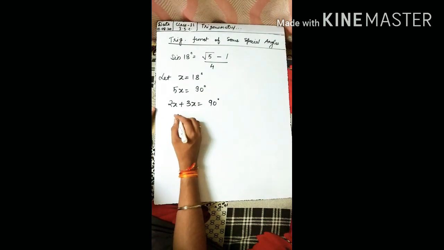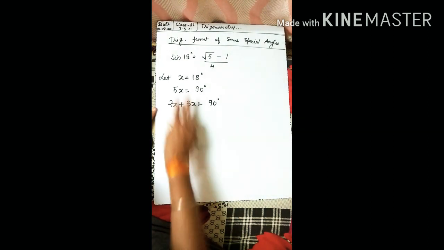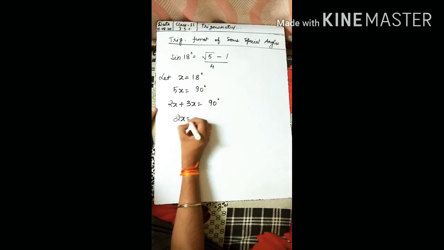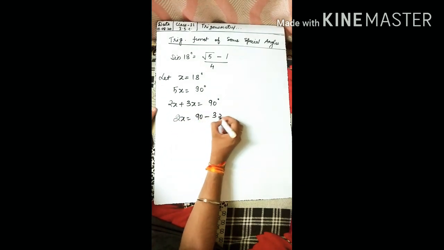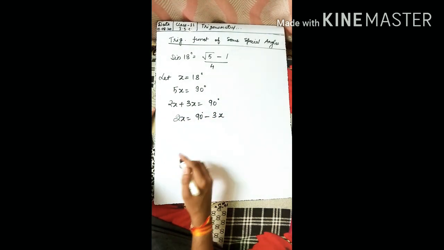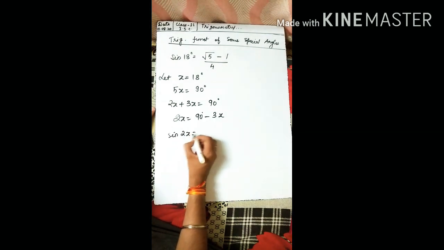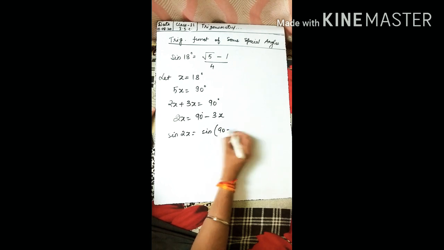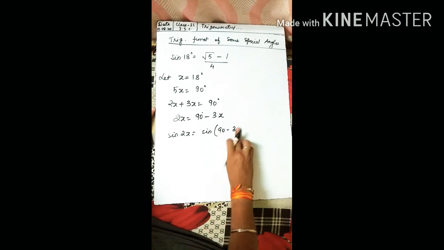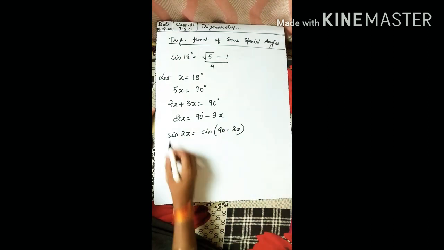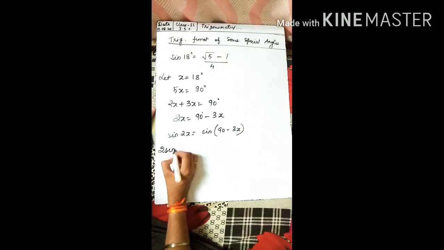So what we can do from here is take 3x to that side. So 2x is equal to 90 minus 3x. Now it would be very easy. Now take the sine function on both sides. So sine 2x is equal to sine of 90 minus 3x. What is sine 2x? 2 sine x cos x.